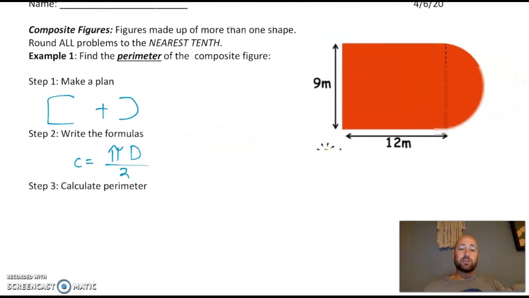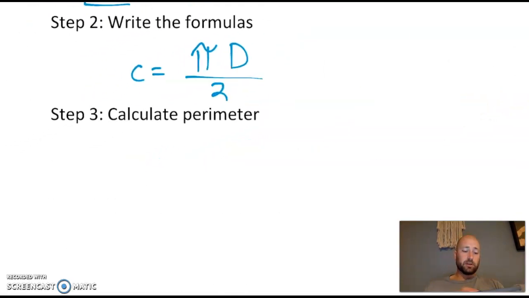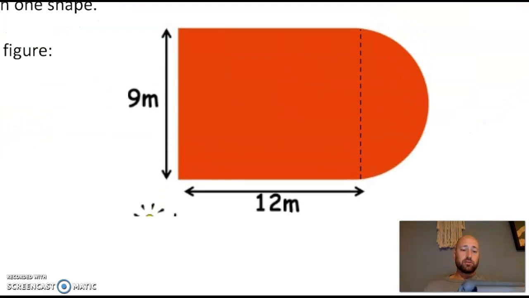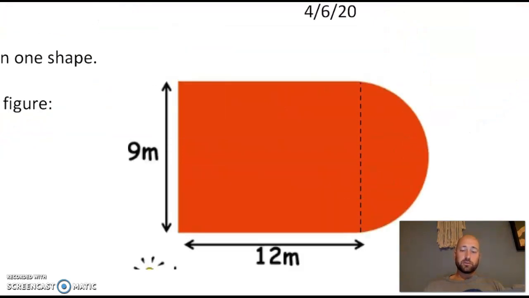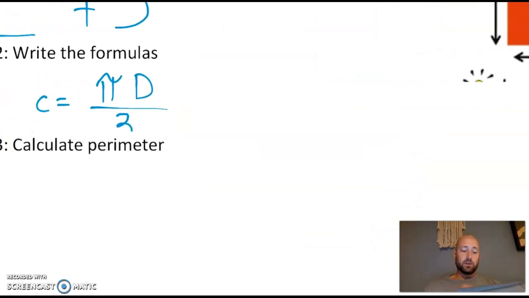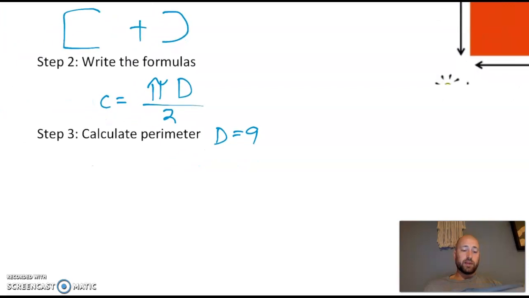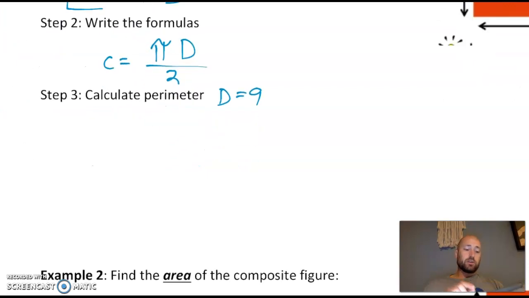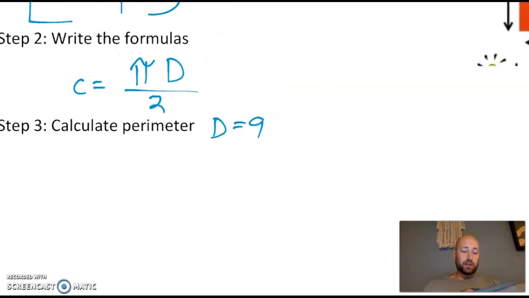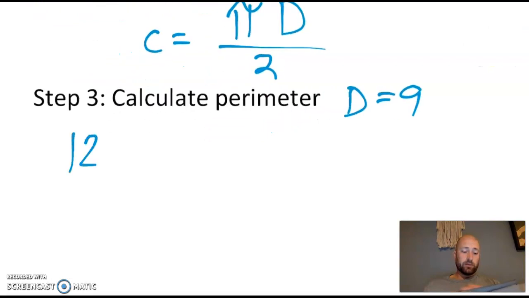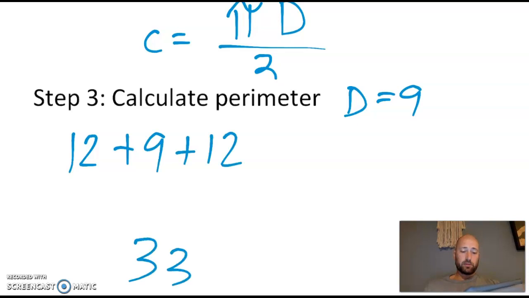Okay, so let's actually calculate this out. As I looked at it, there are some dimensions I need that aren't listed. First, in a rectangle, the opposite sides are exactly the same. Second, that other side of the rectangle ends up being the diameter. So my diameter is equal to 9. All right, so here we go. First, the three sides: 12 plus 9 plus 12 adds up to 33.